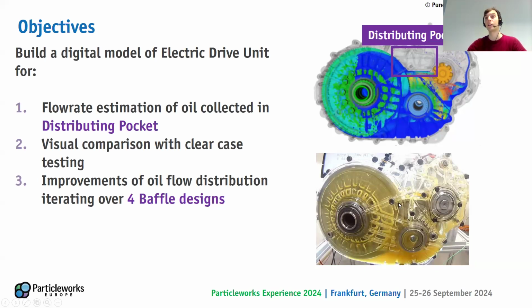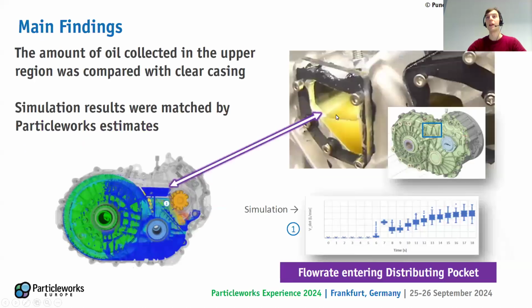In general, in this sector, they have clear casing testing, and they could see the distribution of oil in certain areas. Here you see that there is a distributing pocket that is empty. It's an area where oil can be collected and redistributed to the bearings, for instance. And you can see that in the initial design, we don't have any oil there. The objective was, in the design phase, to change some geometrical feature in order to improve the splashing in that area. So you see here the improved version.